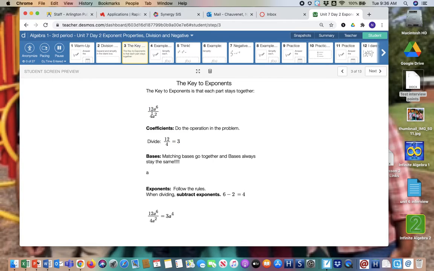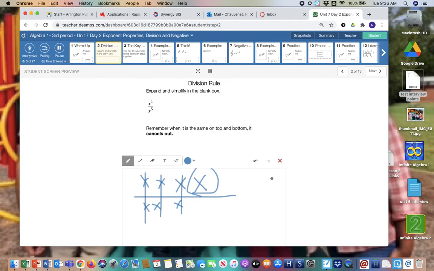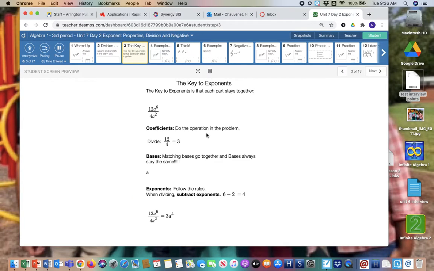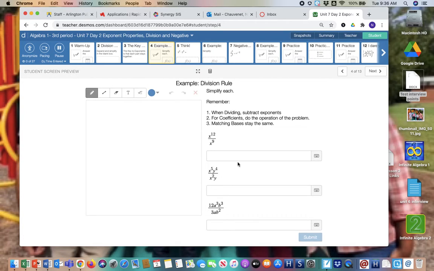Okay, so now you have to look, are these the same variable? If they're not the same variable, they cannot combine, okay? They don't have any like terms, they can't combine or cancel the way that these could, right? If these were x's and these were y's, you couldn't cancel anything. They have to be the same variable. So in this case, they're both a's. And now we're going to follow the rule. So what is our shortcut rule here? When dividing, subtract the exponents. So we have 6 minus 2 is 4, so our answer here would be 3a to the fourth. All right, awesome.